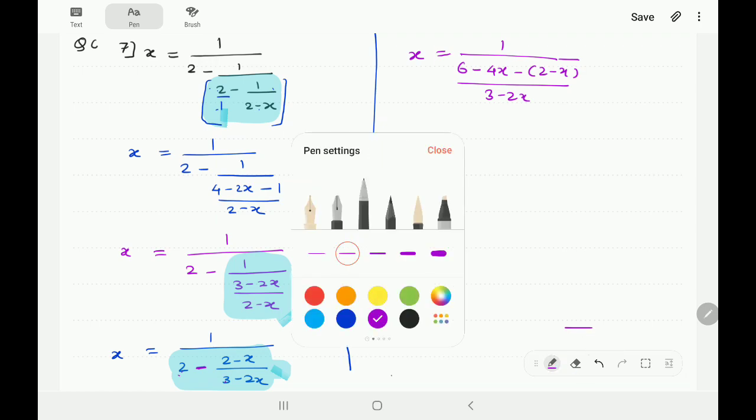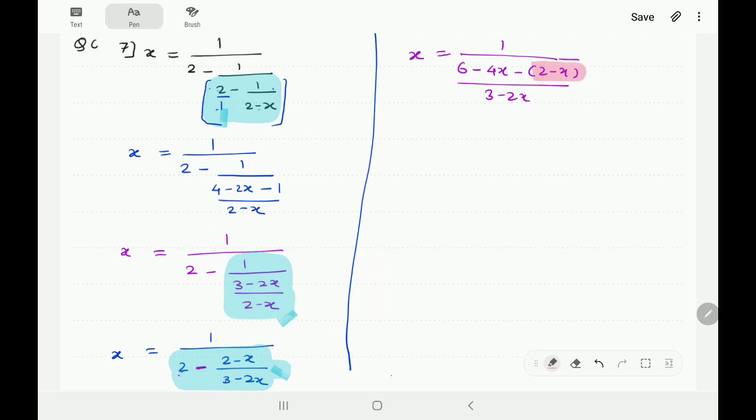I hope you realize the importance of this bracket. Make sure you understand that. Very, very important point. Bracket is required, right? Next step.